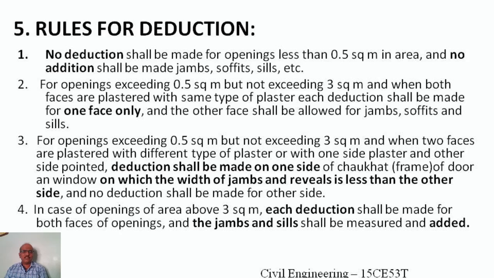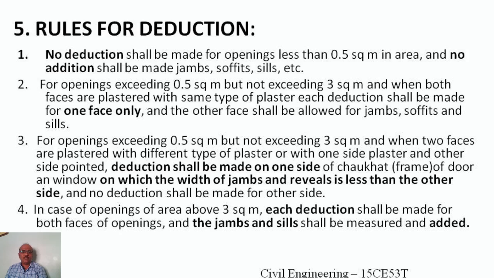Here we will discuss regarding the deductions in plastering. If the opening is less than 0.5 square meter, no deductions shall be made, and no addition shall be made for the jambs, soffits and sills, etc. If the size of the opening, for example, the exhaust or a ventilator, is very small, then no deduction is made and no addition is made for the sills, jambs and soffits.